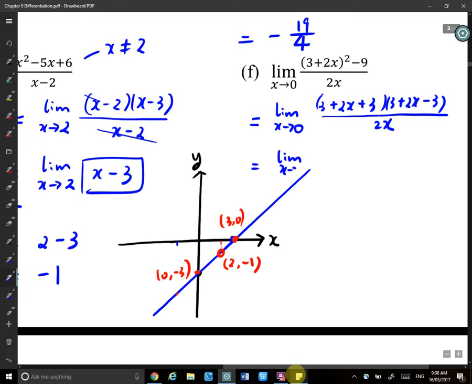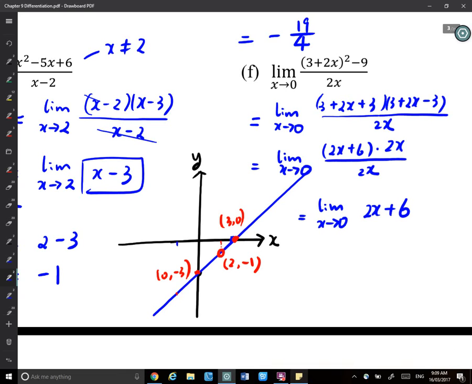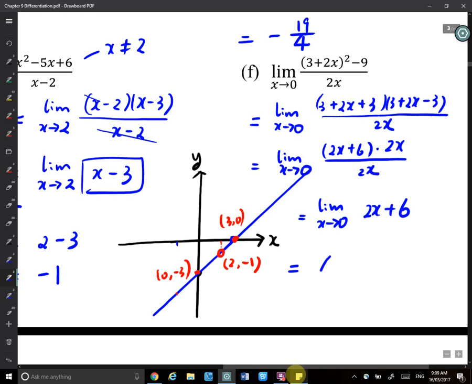Then lim x approaches 0. I have 2x plus 6 times 2x over 2x. And the 2x and 2x can be cancelled from each other. You will have 2x plus 6. Now it becomes a linear again. And I will put 0 in. You will have 6. Okay, you have 6.